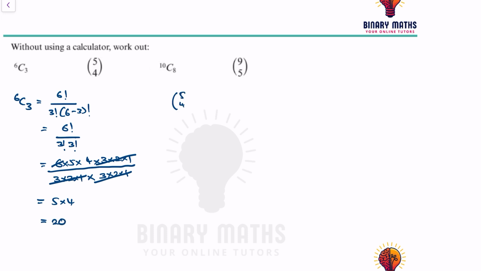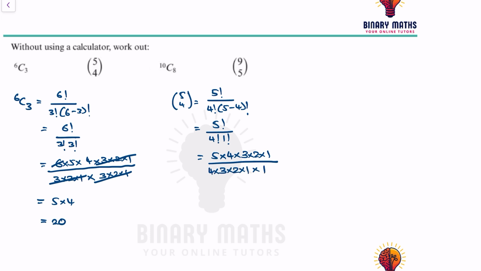Okay, 5 choose 4 is 5 factorial over 4 factorial, 5 take away 4 factorial, which is just 5 factorial over 4 factorial, 1 factorial. 5 factorial is just 5 times 4 times 3 times 2 times 1. 4 factorial is 4 times 3 times 2 times 1. And 1 factorial is just 1. So I can cancel out all of this. So all I have remaining is just 5.